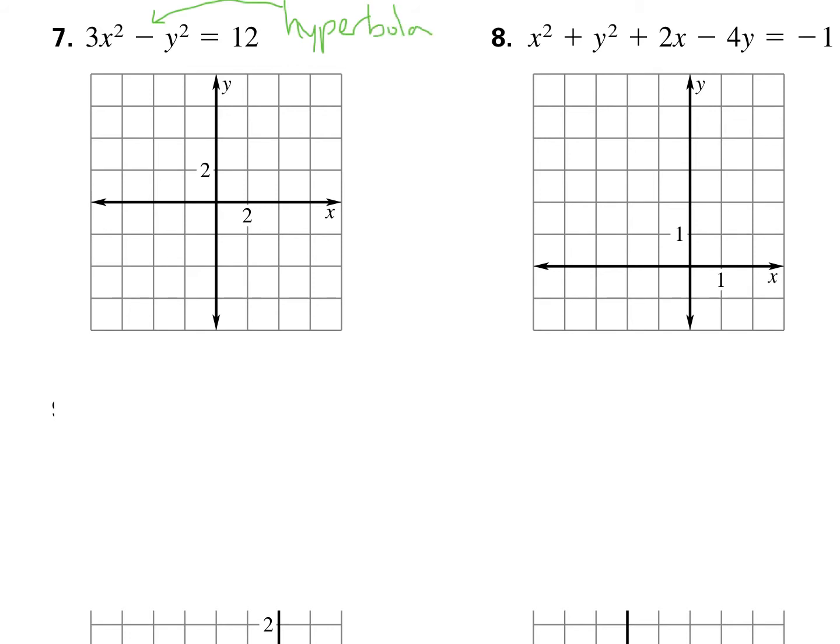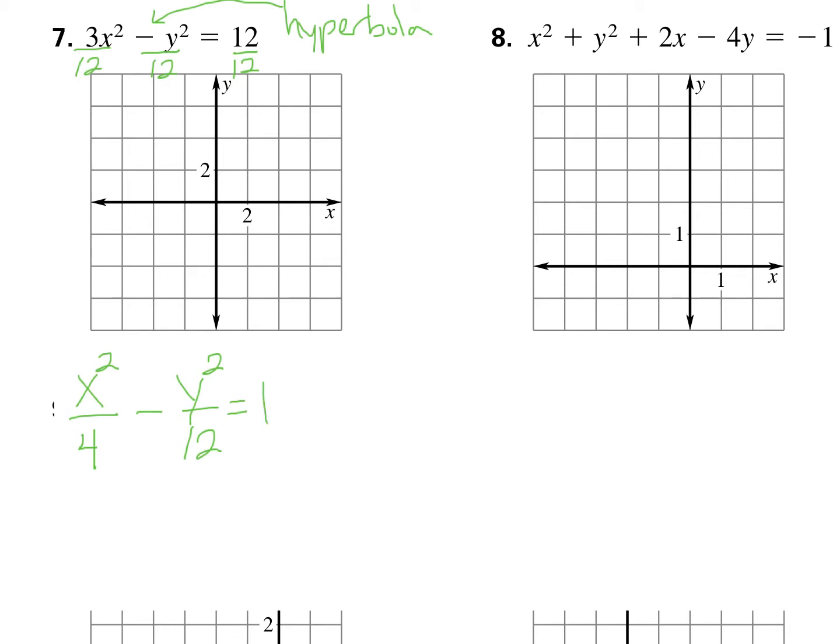Now, we definitely want to get it into standard form, which means that the first thing that we need to do is set it equal to 1. So that means that we have to divide both sides, everything, by 12 and reduce. So 3x squared over 12 reduces to x squared over 4 minus, and then we have y squared over 12 does not reduce, and that's equal to 1.